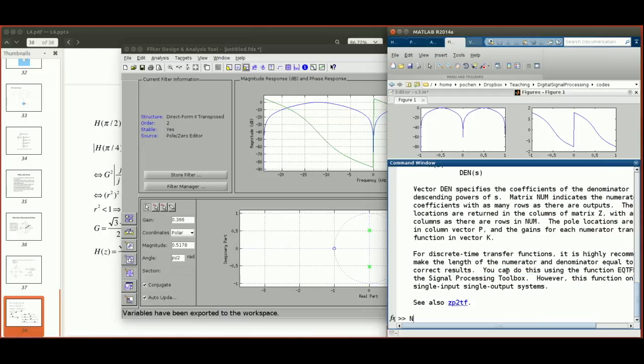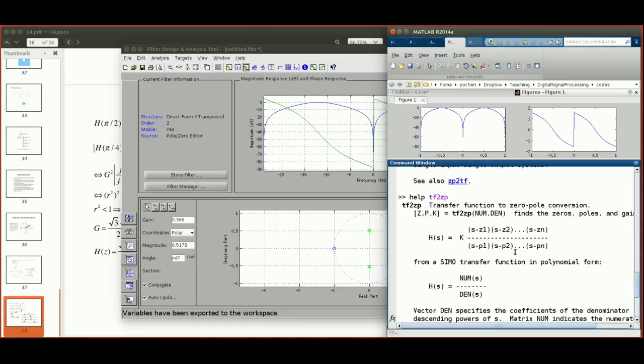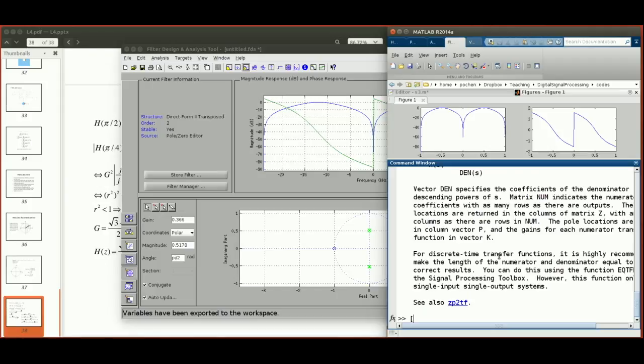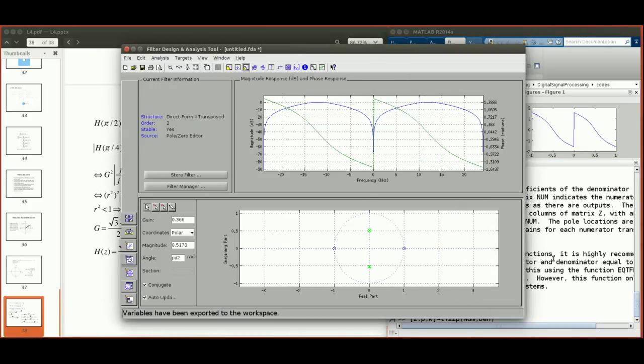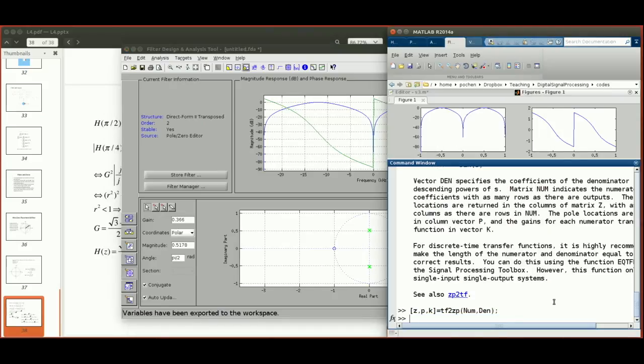So now NUM, that's the coefficients for the numerator, right? So if we do help TF to ZP, then it's going to take the coefficients for the numerator and denominator, and it's going to return three parameters: zeros, poles, and then the gain, right? So ZPK equals TF to ZP, right? And then we're going to use our numerator and denominator that was exported from this particular application, right? And then let's take a look at what the ZPK values are.